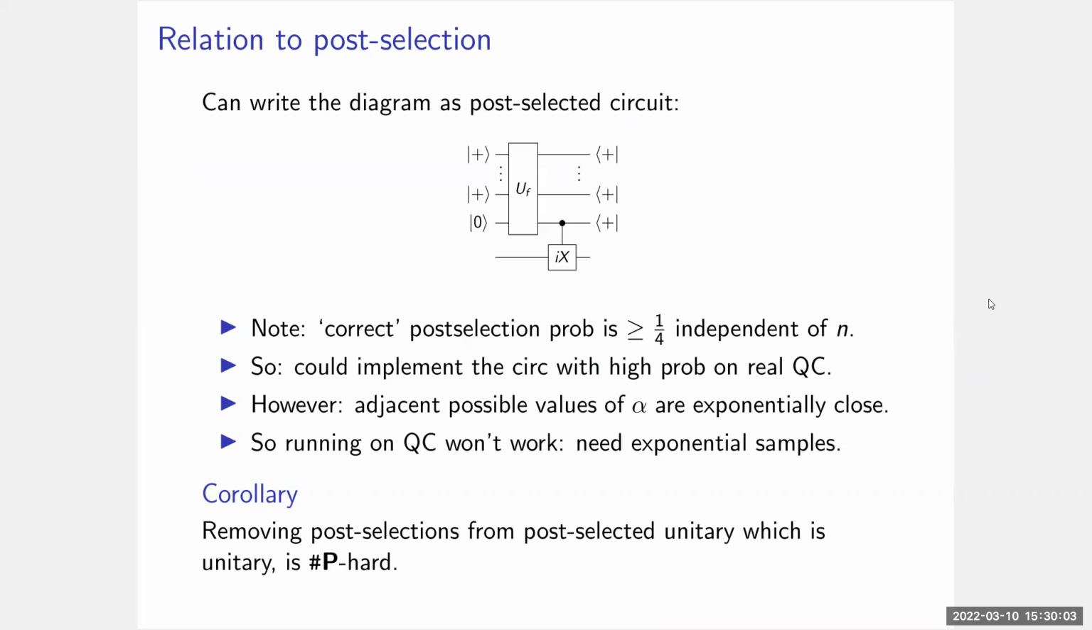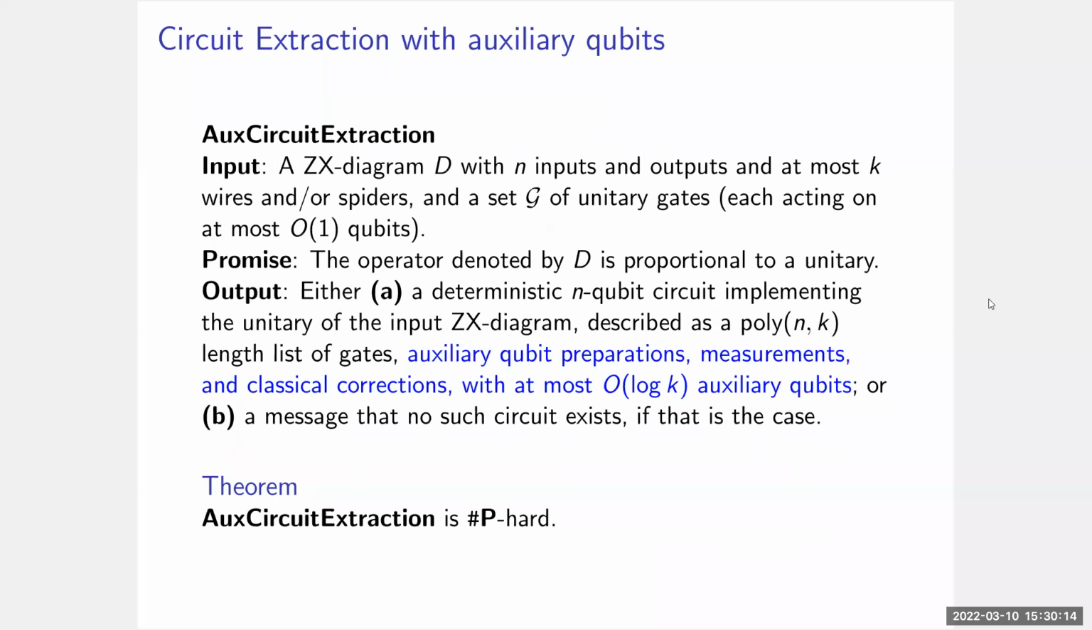Okay, so this is the vanilla circuit extraction algorithm, where we need to exactly synthesize the unitary not using ancillas, just using unitary gates. There's a couple of ways in which we can generalize it. For instance, by allowing ancillas, using auxiliary qubits. This is exactly the same definition. The only change we make is this blue stuff. So now we allow the circuit to contain auxiliary qubit preparations, measurements, and classical corrections. But crucially, we only allow a logarithmic number of ancilla qubits, logarithmic in the number of spiders of the diagram.